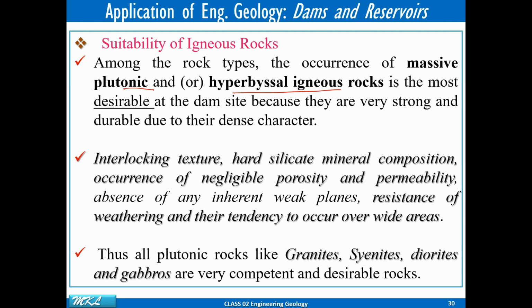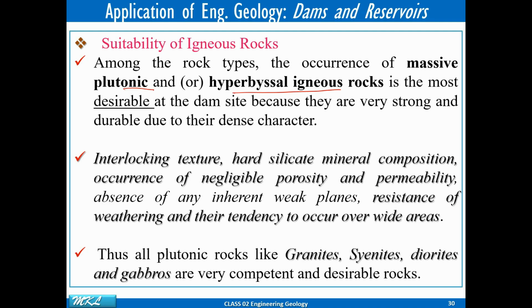So tell me, what do you mean by plutonic igneous rock? Yes. And hyperbasal, medium depth mein jo milta hai within 2 kilometers, that's the hyperbasal igneous rock. So among the rock types, the massive plutonic are good, compacted and hard rock, like granite. It's a good hard rock. That's why we generally use it for flooring and kitchen topping and those kinds of work.